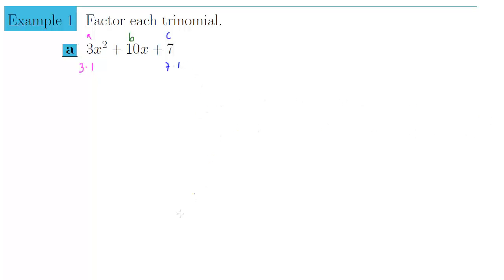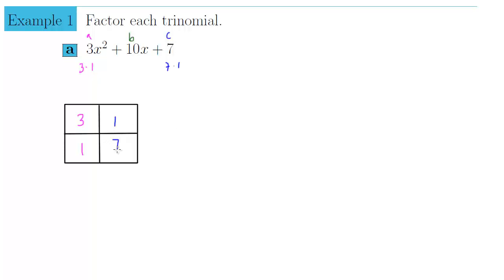So now we're going to go to our boxes and check which combination of these factors will FOIL back out to give us the 10 in the middle. Because our a coefficient was prime and our c coefficient was prime, there are not a whole bunch of choices when we start filling out our box. In the first column, we have to put factors of a. So let's try 3 and 1. In the second column, we have to put factors of c. Now, what we could try is 1 and 7.